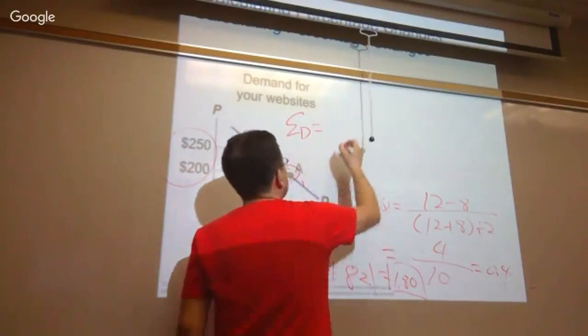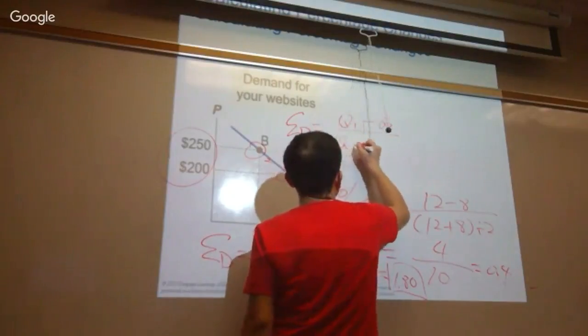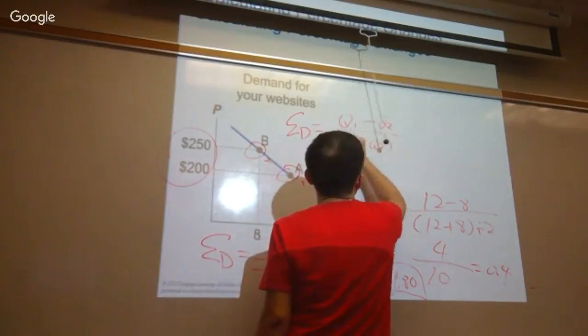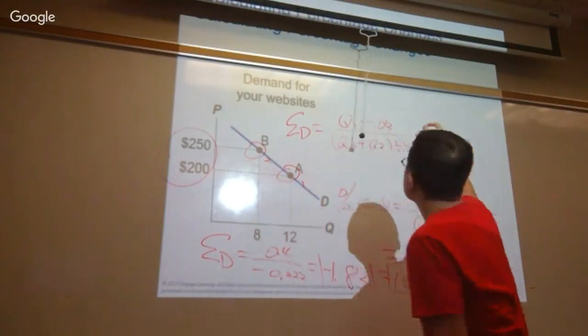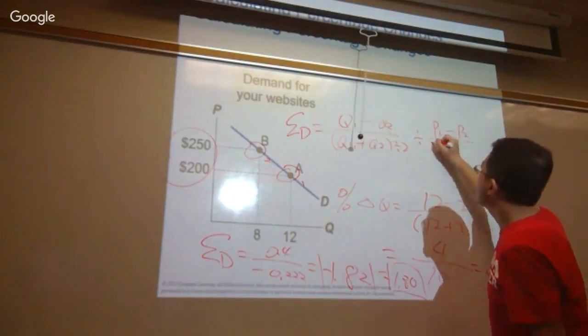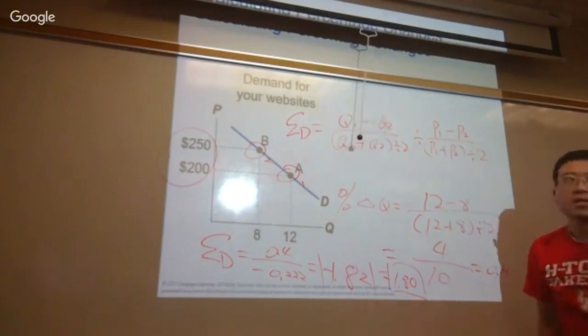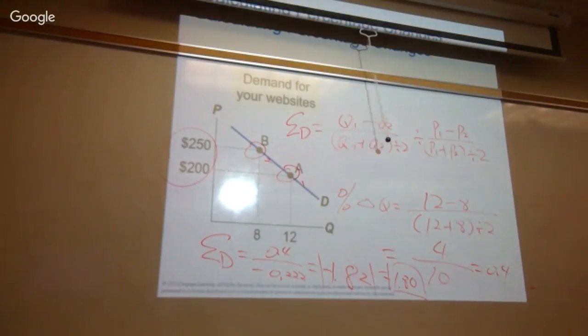This equals Q1 minus Q2 over Q1 plus Q2 divided by 2, and then divide P1 minus P2 over P1 plus P2 divided by 2. That's the proper formula for elasticity. What is ED? Elasticity for demand. Do not Google ED. Okay? ED stands for elasticity for demand.